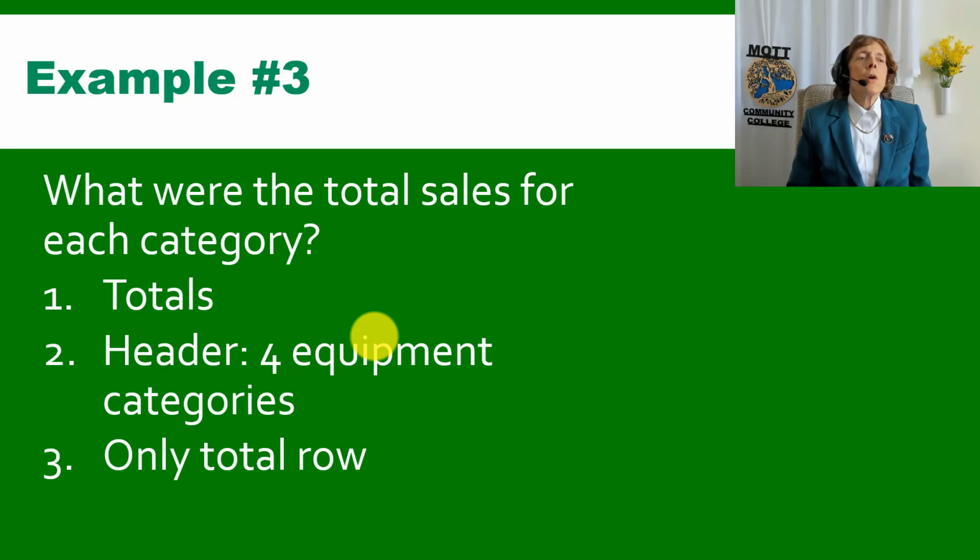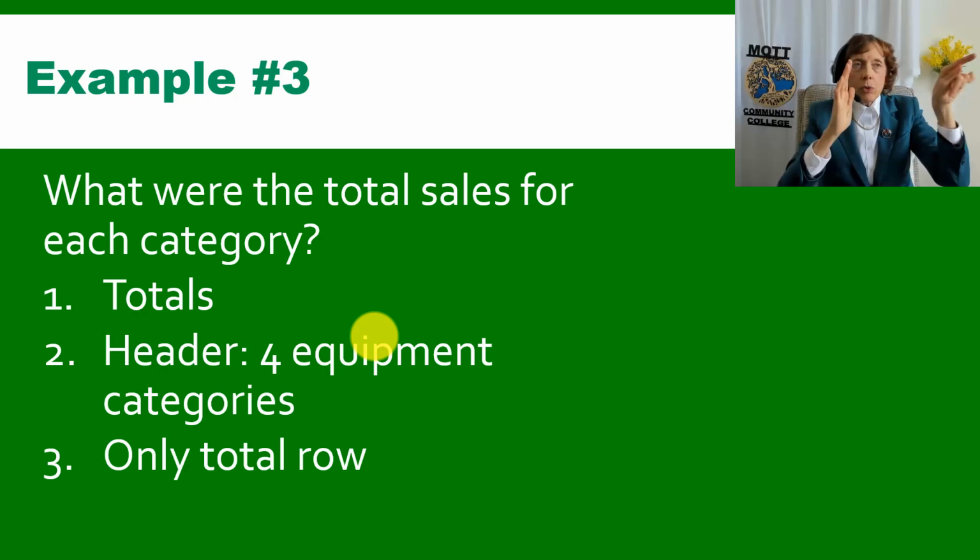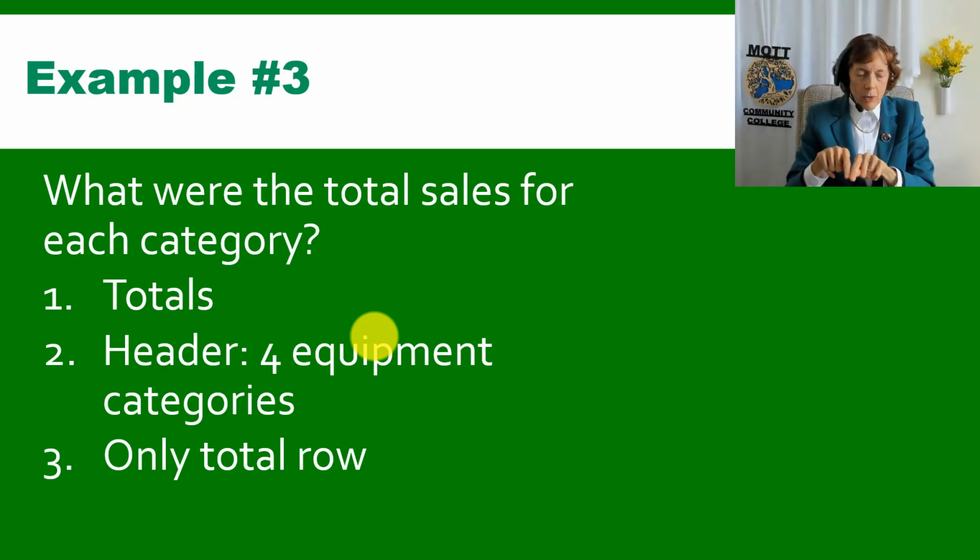Example number three. What were the total sales for each category? So that's the equipment category. So we have four categories of equipment. So we know we're going to need those titles, the headers, and then the total sales, so that's going to be not this stuff in the middle, but this set down here at the bottom. So we're going to select those and these. Okay, let's go do that.